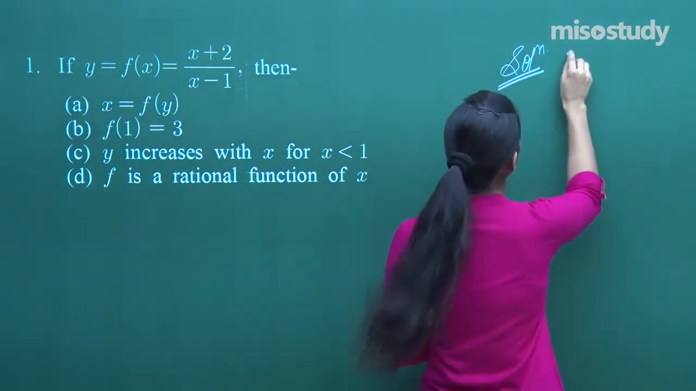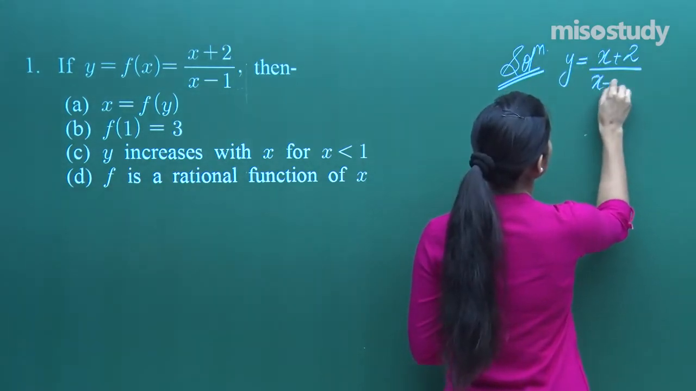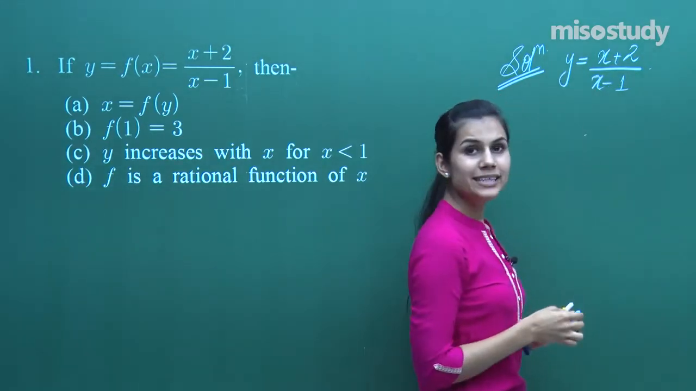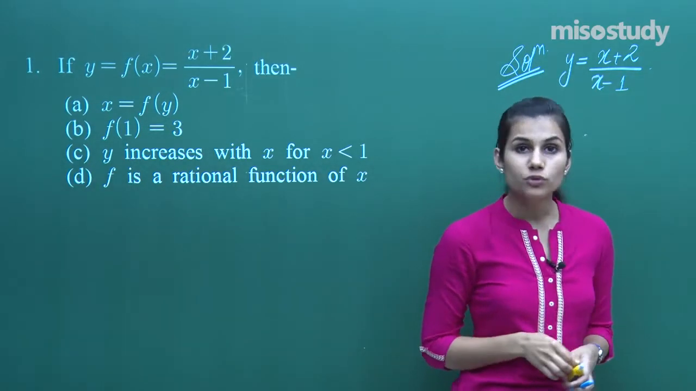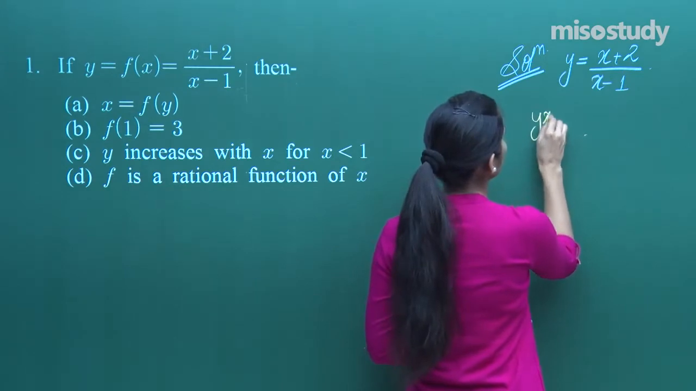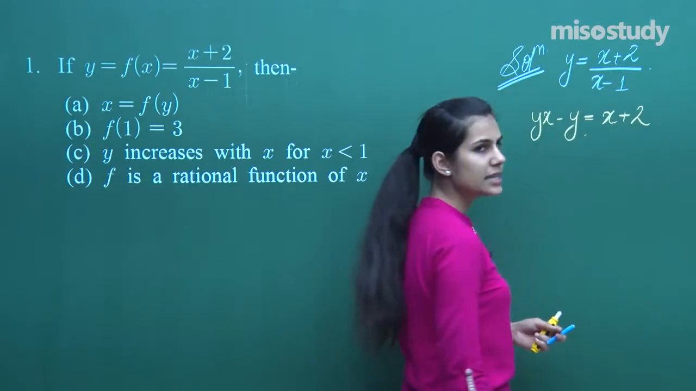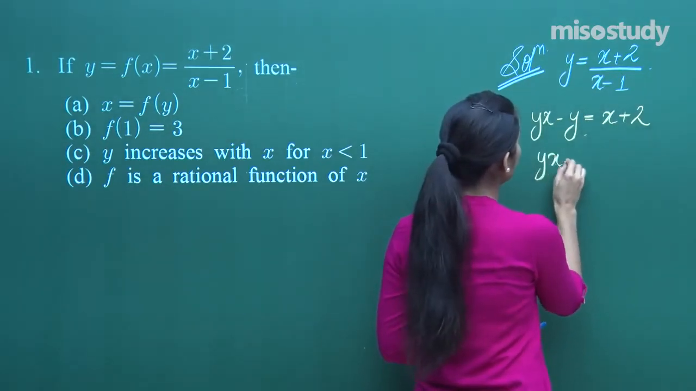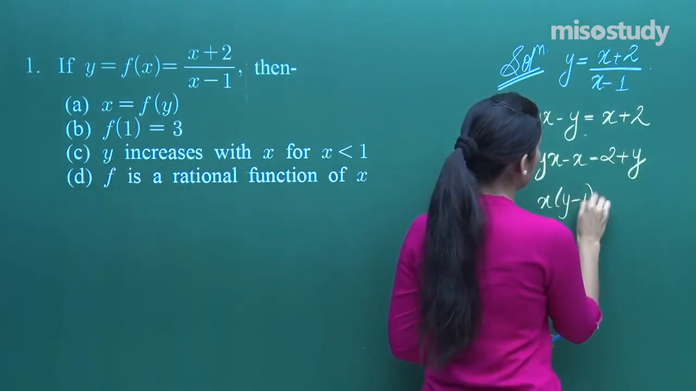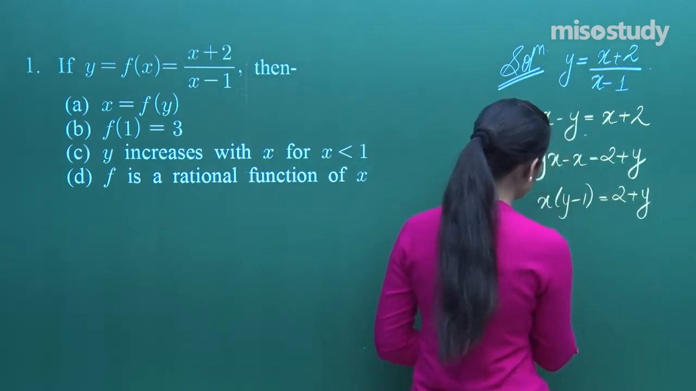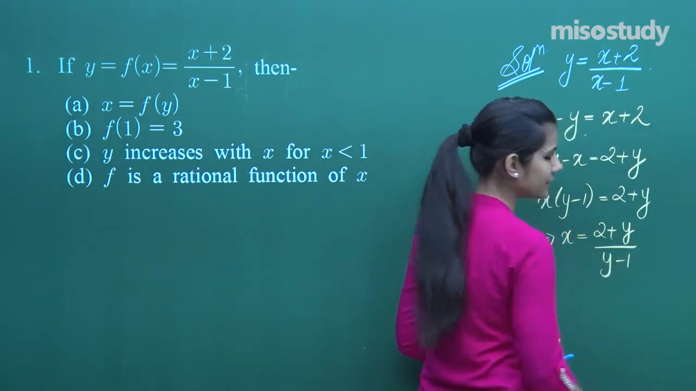you are given y equals (x plus 2) upon (x minus 1). That means y is given in terms of x. If you express x in terms of y, what do you get? So let's do that. Cross multiply. What you get? yx minus y equals x plus 2. Club in the like terms. yx minus x equals 2 plus y, which means x(y minus 1) equals 2 plus y, which implies x equals (2 plus y) upon (y minus 1).